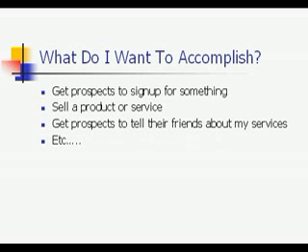The very first thing you need to decide before you write anything is what do you want to accomplish with the email? Do you want to get the prospects to sign up for something? Do you want to sell a product or service? Do you want the prospect to tell their friends about your services or a specific website? Remember, find out exactly what you want the email to accomplish. What do you want them to do?